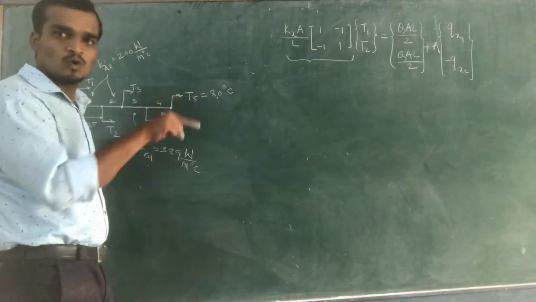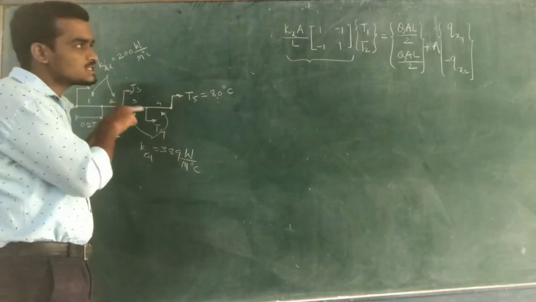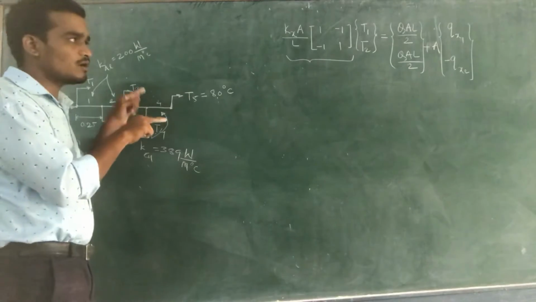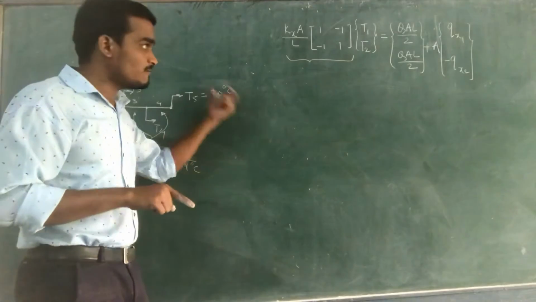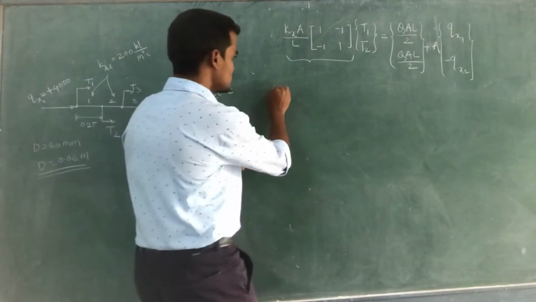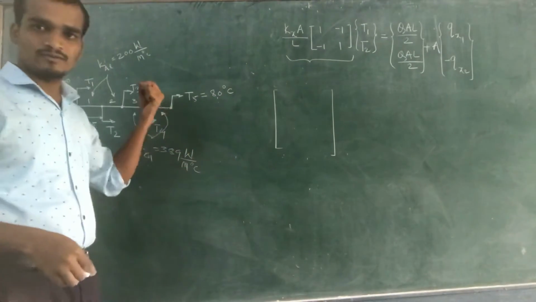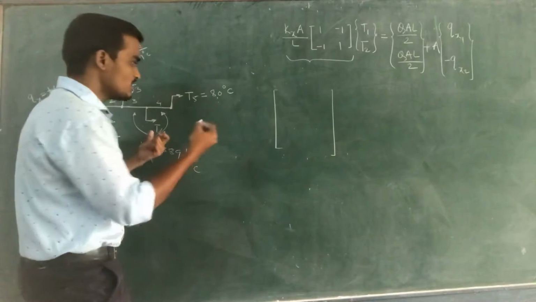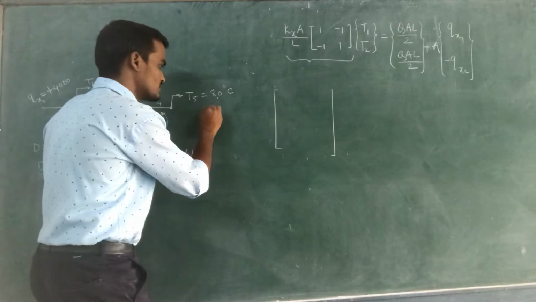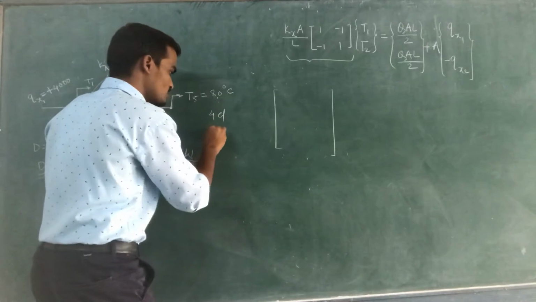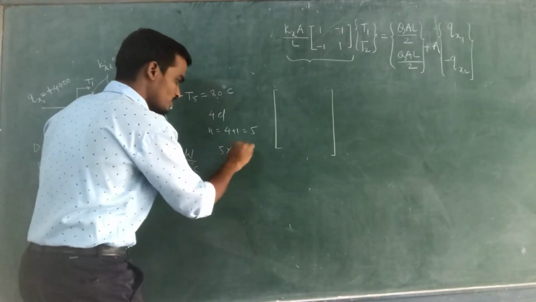Then we need to add these globally as previously done in your spring or bar system. Similar to this procedure, we assemble these 4 elemental stiffness matrices globally, and then we get the global stiffness matrix. What is the order of this global stiffness matrix? First we need to know how many nodes there are. As there are 4 elements, the number of nodes is 4 plus 1, which is 5. So it should be 5 by 5.